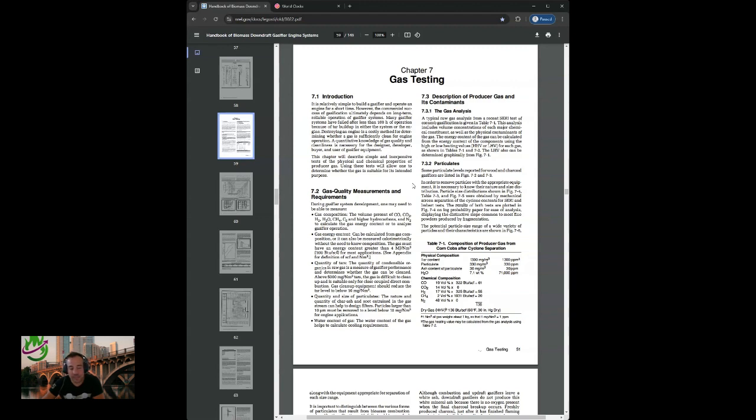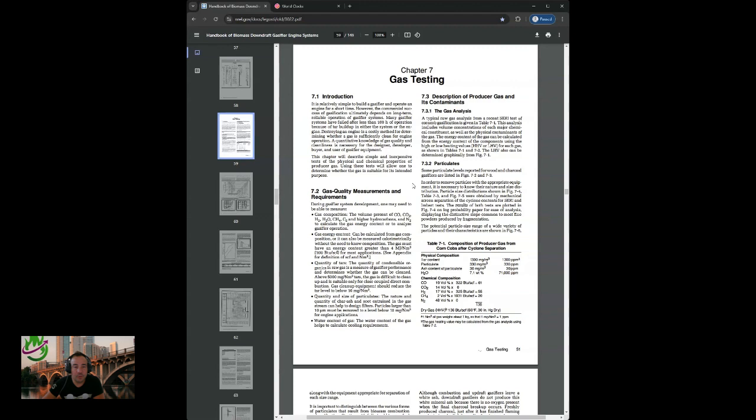The quantity and size of particulates. The nature and quantity of char, ash and soot entrained in the gas stream can help design filters. Particles larger than 10 micrometers can be removed up to a level below 10 milligrams per normal cubic meter for engine applications. Water content of gas. The water content of the gas helps to calculate cooling requirements.